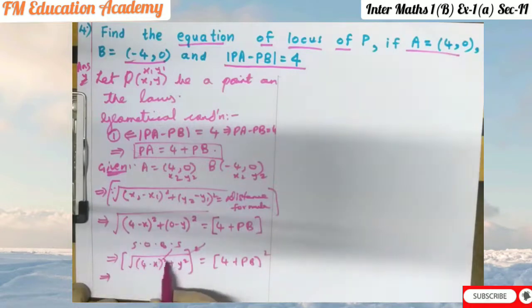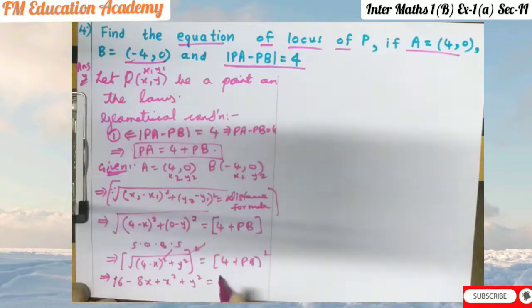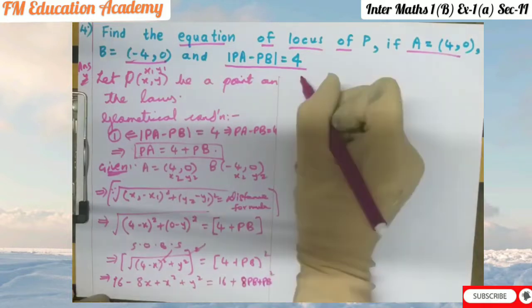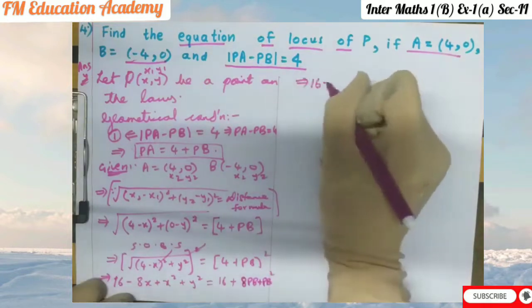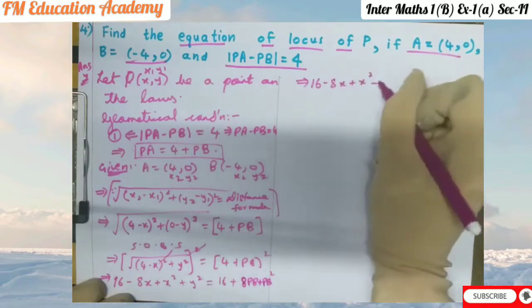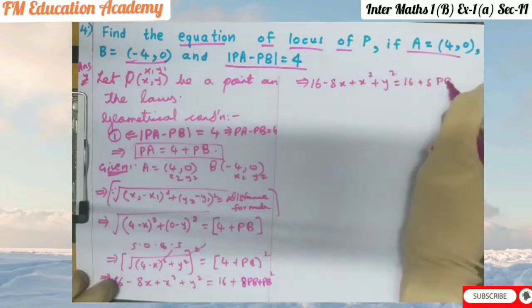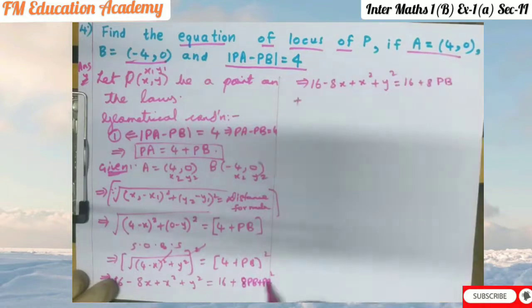It is in the form of (a plus b) whole square. What is (a plus b) whole square? a square, 4 4s are 16, minus 2 4s are 8 into x, plus x square plus y square is equal to 4 4s are 16 plus 4 2s are 8. (a plus b) whole square is a square, that is 4 square is 16, plus 2ab, 2 4s are 8 into PB, plus PB square. So we are left with 16 minus 8x plus x square plus y square is equal to 16 plus 8 PB. Now we'll open this PB square.